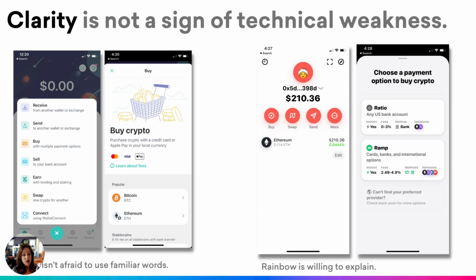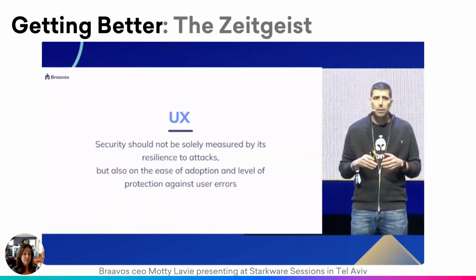Rainbow Wallet, which is on the right, says choose a payment option to buy crypto. These words, "on ramp" and "off ramp," aren't necessarily very understandable to users, and I think there's room for improvement there, but at least there's some information on what these are and how they are different right there in the UI.